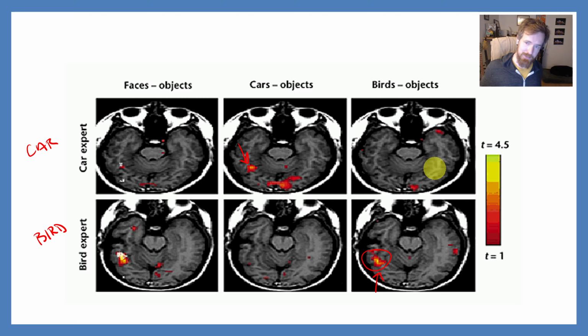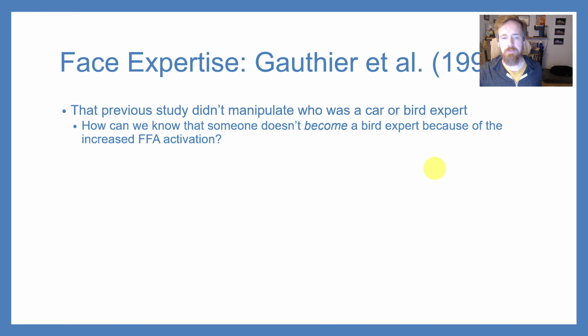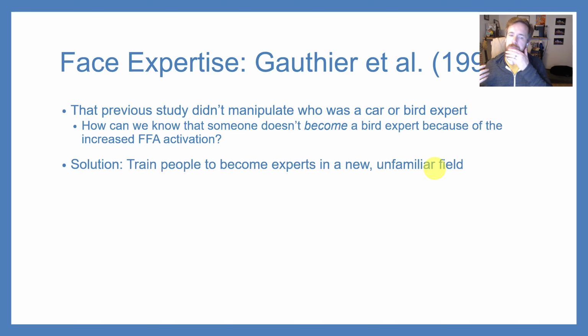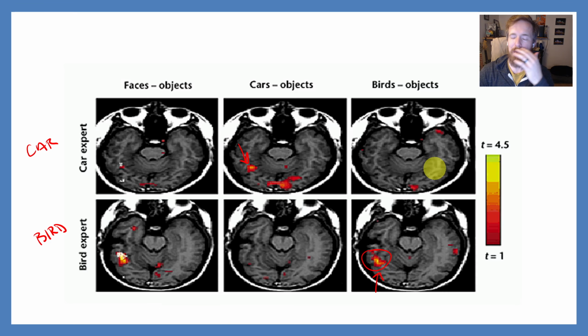So, what does this mean? Basically, it means that maybe part of what people who are experts are responding to, when they're looking at something that is in their area of expertise, is that the area of expertise is handled by the fusiform face area.